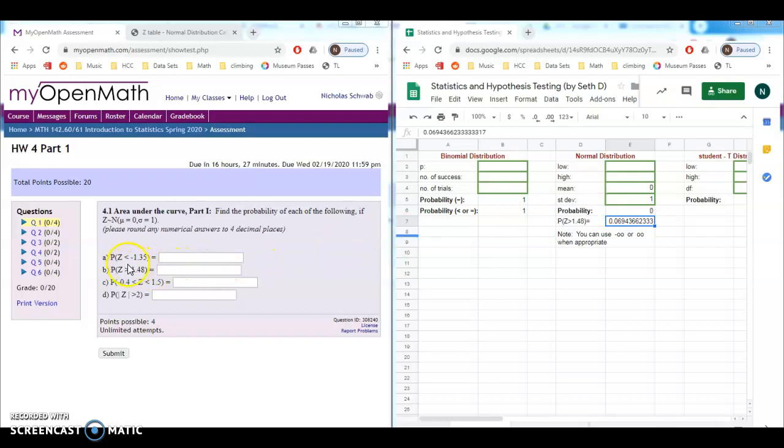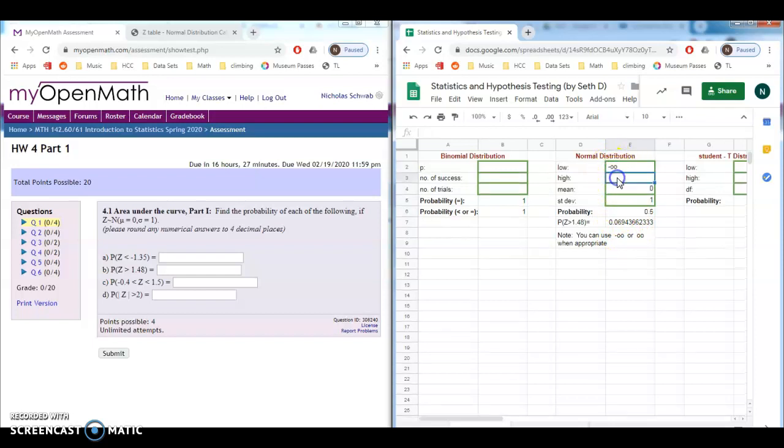Let's say I want to do part A. I need Z to be less than negative 1.35. Well, less than negative 1.35, we can go all the way back to negative infinity. So I'll type in negative, and notice you can't type in infinity on your keyboard, so I'm just going to type in 2 little zeros. It kind of looks like negative infinity. That's what it says down here. So I've got 2 little letter O's there. The high value is negative 1.35.